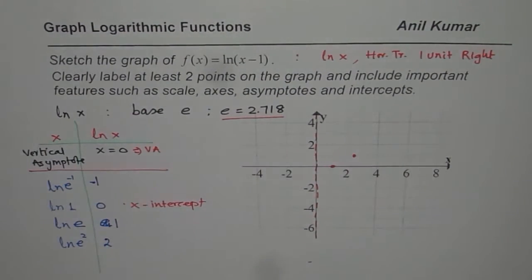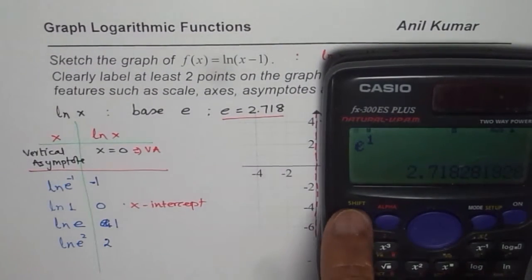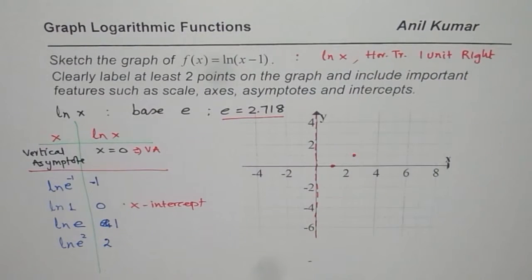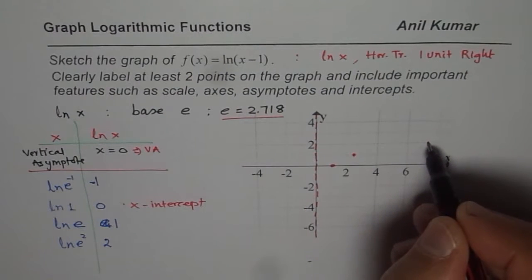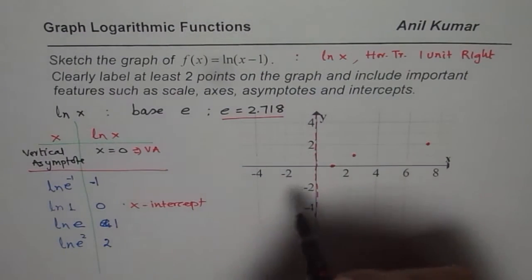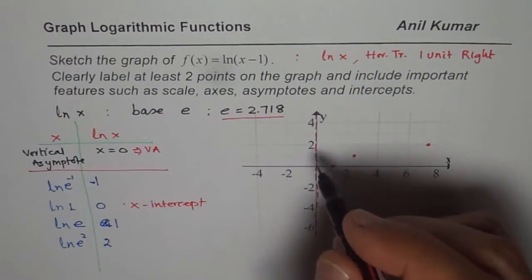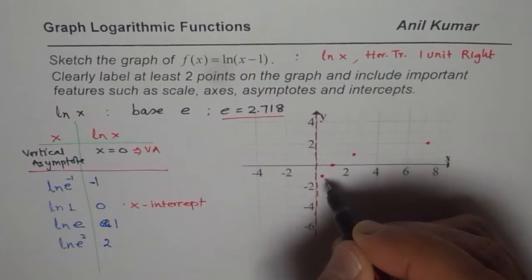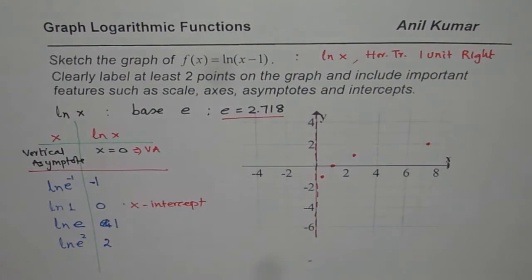e squared is 2.718 squared. So let me write this as e squared. e squared is 7.38, which is close to 7, and the value is 2. So that is the next point. Now 1 over e is 1 divided by 2.718, so around 0.5 but less than that. So that will give me minus 1. Do you see that? That is my other point. As we go closer, we know the graph should be approaching negative infinity.